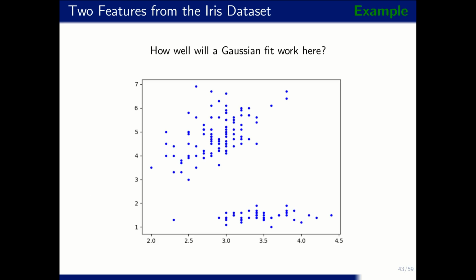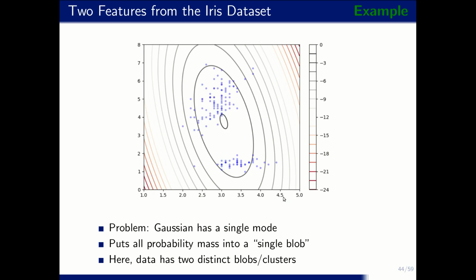Let's look at some data from the well-known iris data set. Here we're just visualizing two features. Now the question is, how well will a Gaussian fit work here? Probably not too well, because this data has two very clearly visible clusters. If we fit a Gaussian, the mean will be somewhere here, and the covariance will try to cover both of these clusters at the same time.